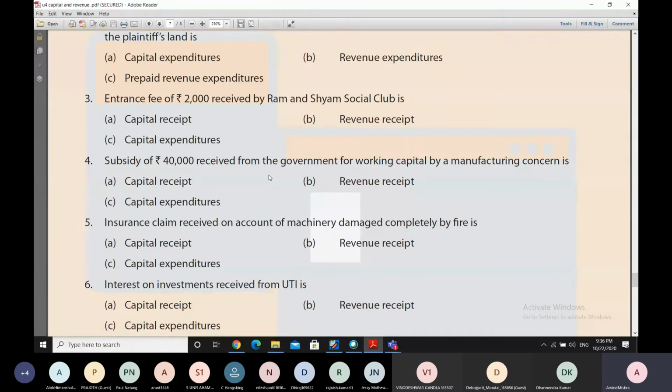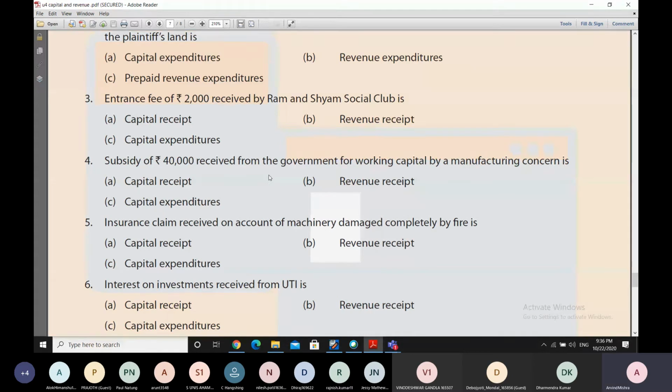Number 4, a subsidy of 40,000 rupees is received from the government for working capital by a manufacturing concern. Please remember one thing: working capital is a capital which is used to work the business on a daily basis. It is an operational expenditure that is required by the business to operate. And if this capital is not there from the government, maybe the business is not able to operate, and that is why the government is giving subsidies so that business can be alive and operational.